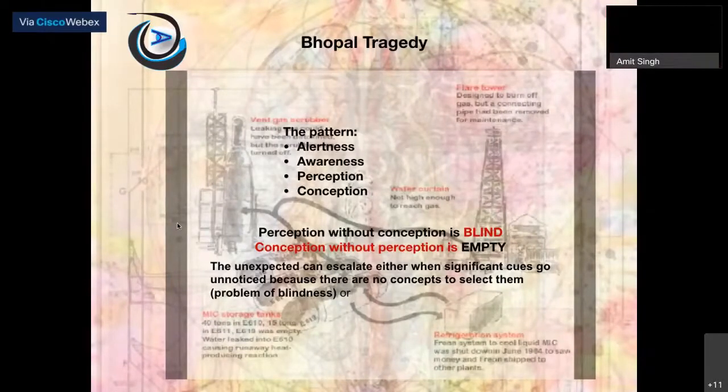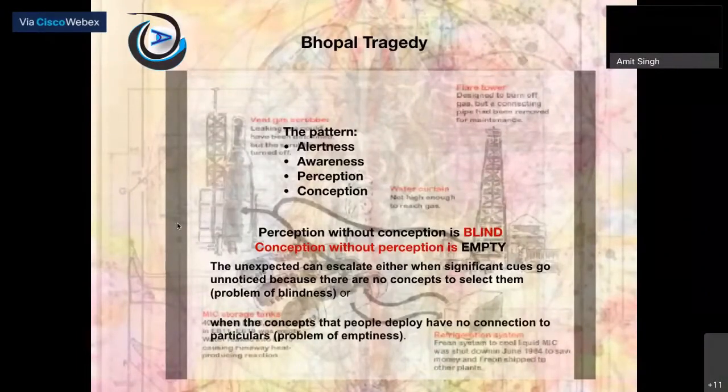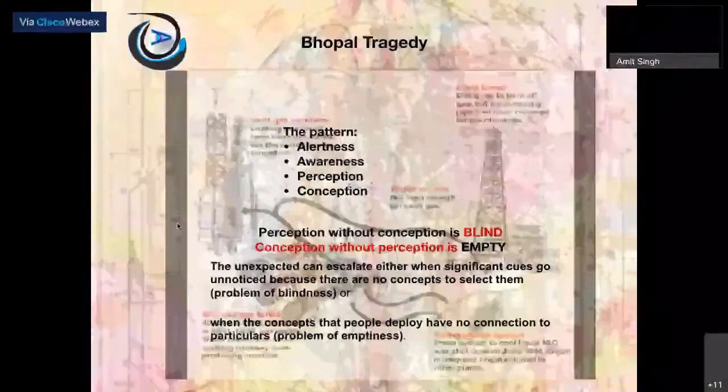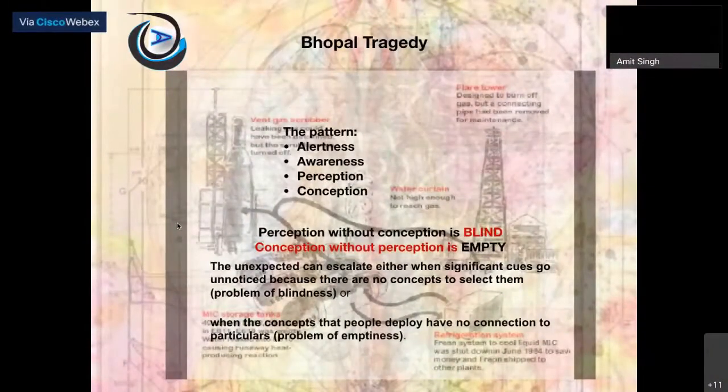So the unexpected of a disaster event can escalate when the cues in front of you, like the smell and gauges, go unnoticed, or when concepts that people deploy have no connection to particulars. Problem of emptiness. So you have a concept of when an accident will happen, but what you see is totally different. You're not able to connect it. It's a problem of emptiness.